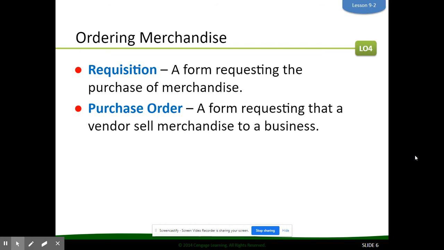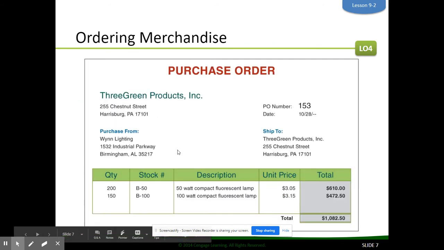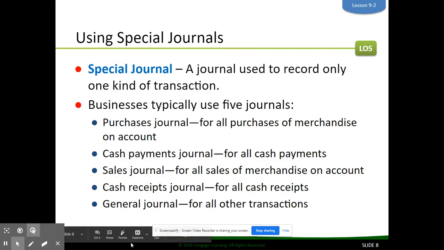Now, there are new source documents that we are going to be utilizing. So, a requisition is a form requesting the purchase of merchandise, and a purchase order is a form requesting that a vendor sell merchandise to a business. This is an example of a purchase order. You can see the different parts of the purchase order.